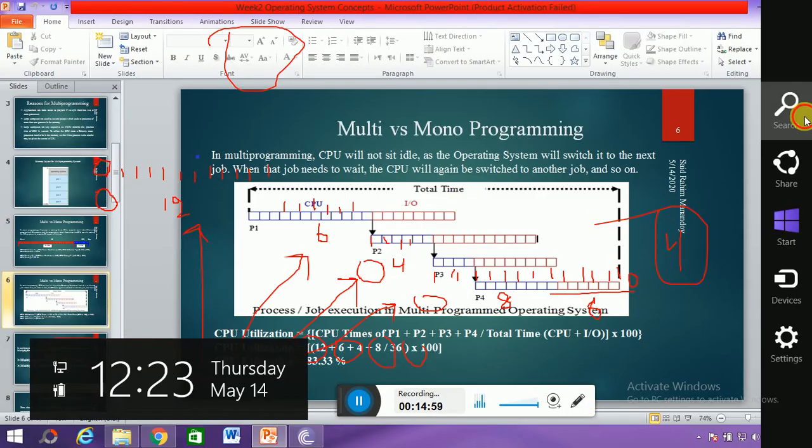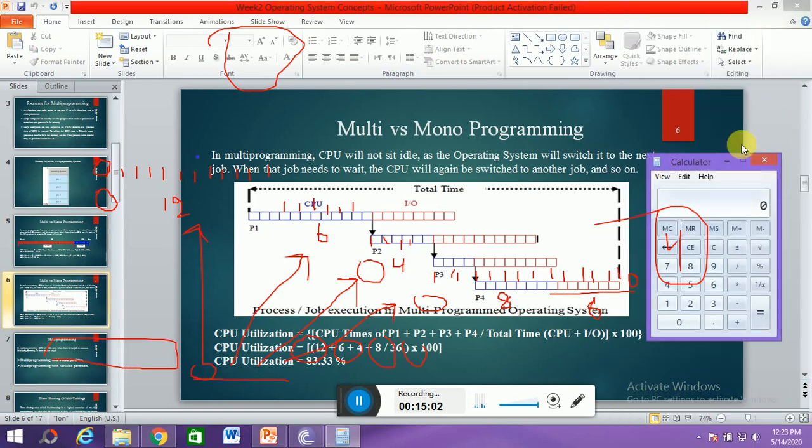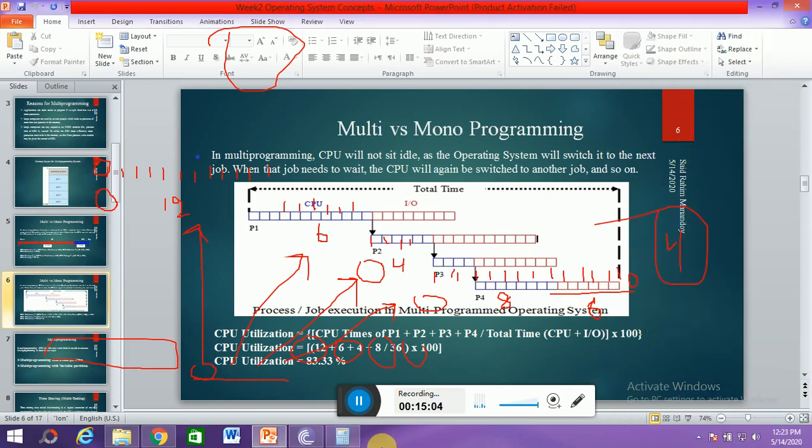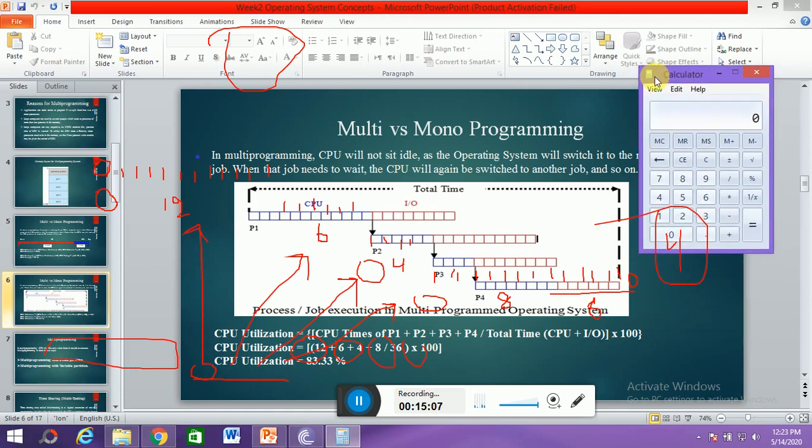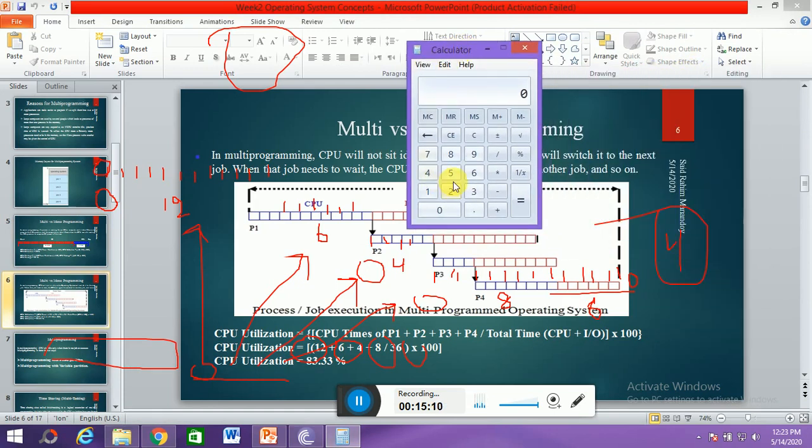Okay, now this is a calculator. Let me open it first. Okay, look at here. We need to sum up first this 12 of first process, and then second process is 6, and then plus 4, third one 4, and then 8 of this one, fourth one.